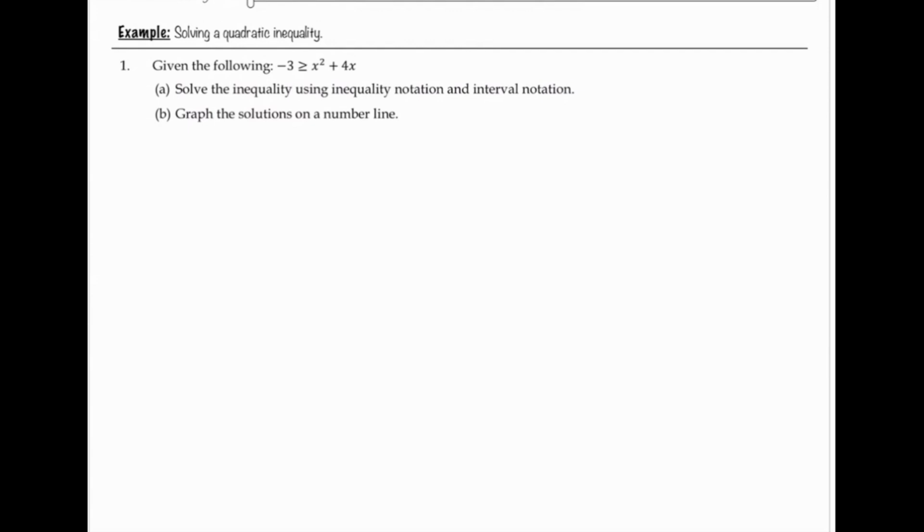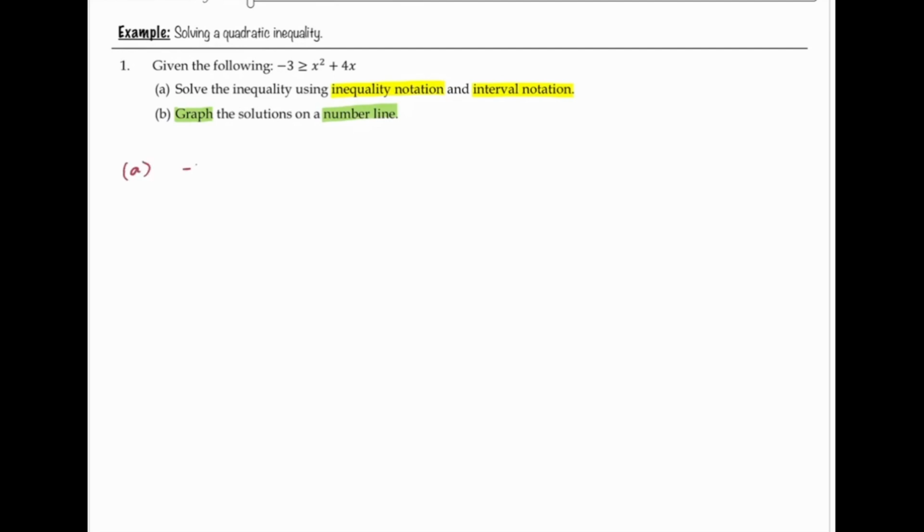We have given the following: -3 is greater than or equal to x squared plus 4x. We want to, A, solve the inequality using inequality notation and interval notation. For B, we want to graph the solutions on a number line. All right, so let's start with part A.